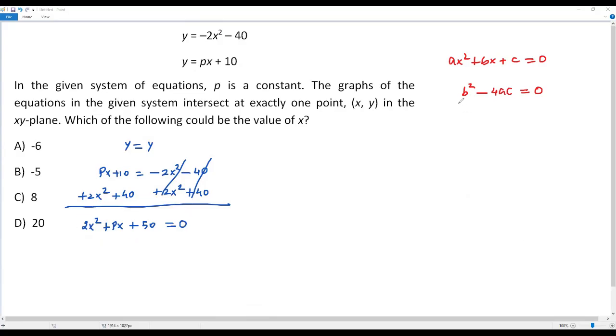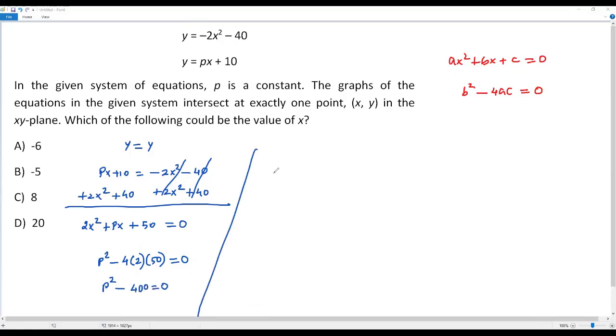Let's get the value of this discriminant b squared minus 4ac. Okay, for b we have to consider the coefficient of x. Here the coefficient of x is p. Then we get p squared minus 4 times a, where a is the coefficient of x squared. Here the coefficient of x squared is 2 and c is the constant term. So here the constant is 50 and it must be equal to 0. And p squared minus the product of 4, 2 and 50, which is 400, equals 0.